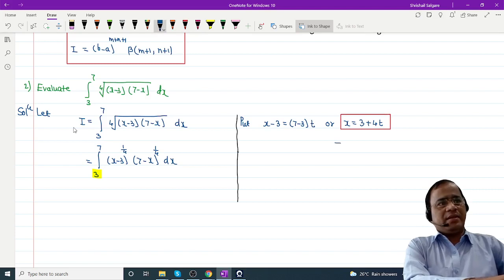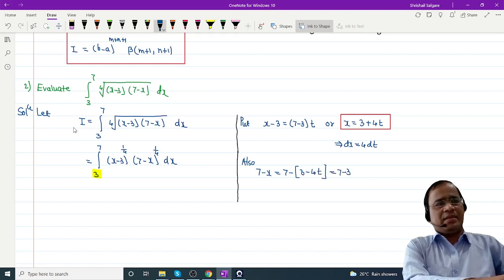That's why dx is given by 4 times dt. Also I will calculate the second factor. 7 minus x is given by 7 minus bracket 3 plus 4t. So that you can simplify 7 minus 3, and minus something wrong. This is plus here, this is minus. So further it can be written as 7 minus 3 as 4 minus 4t. So 4 can be taken outside. It is 1 minus t.